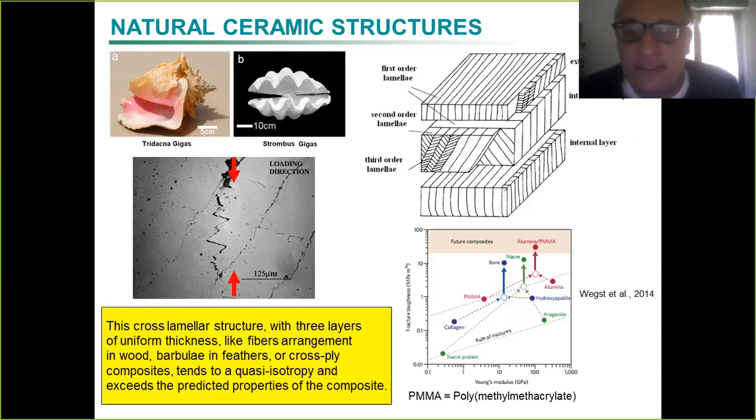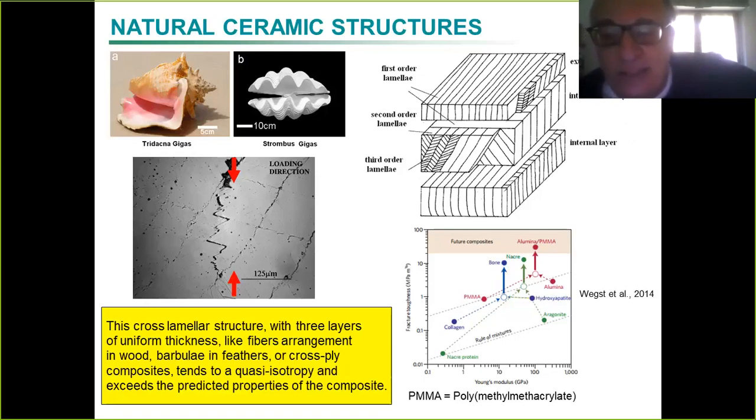This is a diagram with written text, and we are trying to understand whether we can make a kind of composite able to reproduce natural ceramics, having a considerable Young's modulus and also a high fracture toughness, which is the ideal. Here they show alumina and PMMA, which is polymethyl methacrylate, which you might know as plexiglass.